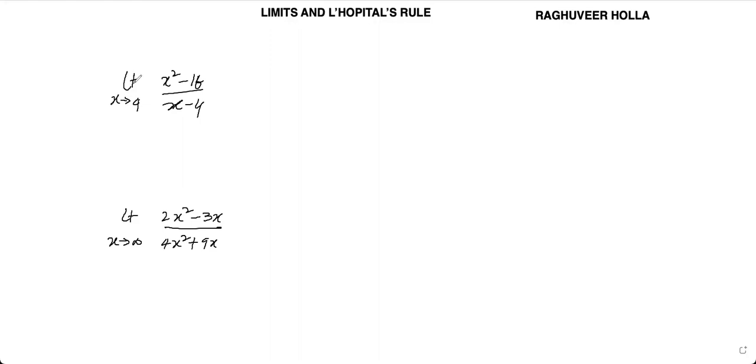Let us see this problem. You can see the numerator is in the form of a square minus b square, so let us split that. Limit x tends to 4, this is x plus 4 and x minus 4, and then the denominator is x minus 4. We can cancel this out and then substitute x as 4. So we get 4 plus 4, which is 8.